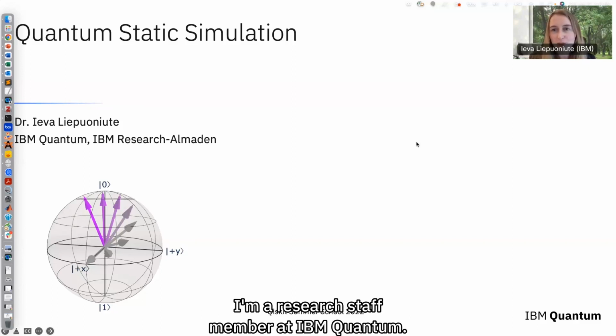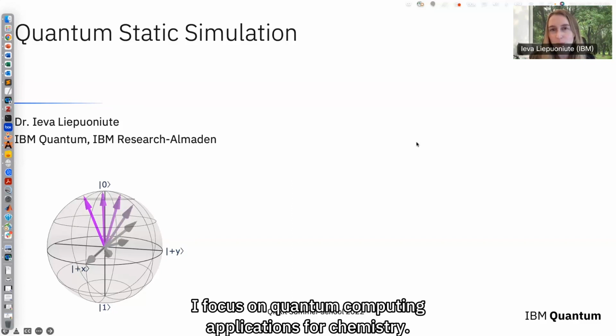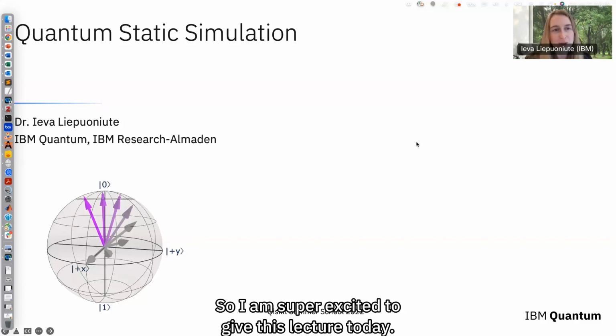My name is Ieva. I'm a research staff member at IBM Quantum, and for my research, I focus on quantum computing applications for chemistry. So I am super excited to give this lecture today.